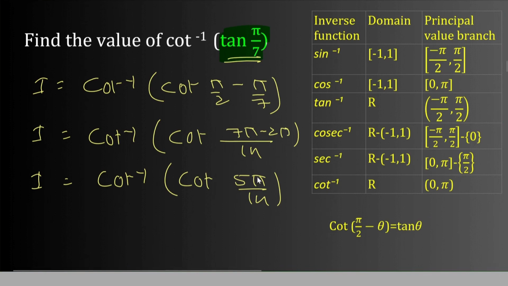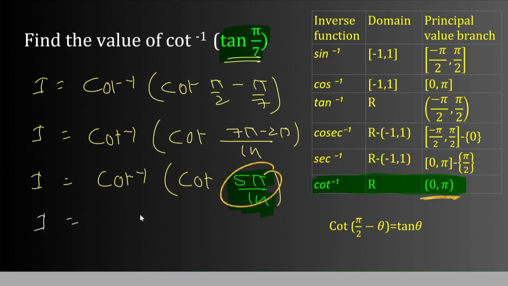The angle over here is this 5 pi by 14. Does it belong to the principal value branch? Yes. We can see that 5 pi by 14 belongs to 0 to pi. Therefore we can write I is equal to, what is cot inverse of cot x? It is x, and therefore I can write the final answer to be 5 pi by 14.